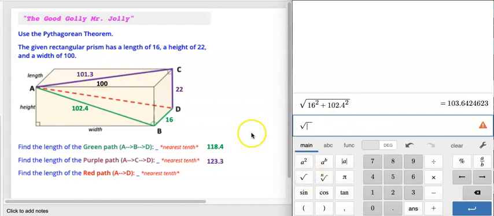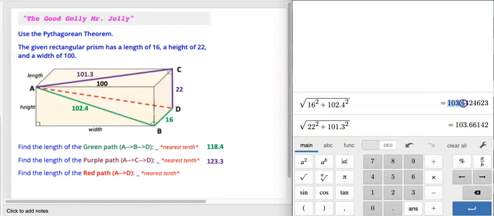Let's try the purple items. That's going to be 22 squared plus 101.3 squared. Whoa! Now this is interesting. I wonder why this one says 103.6 and this one, same thing, 103.6, but this one would round up. I wonder if it had to do with our rounding. So when we rounded these to the 10th, I wonder if that messed with this.